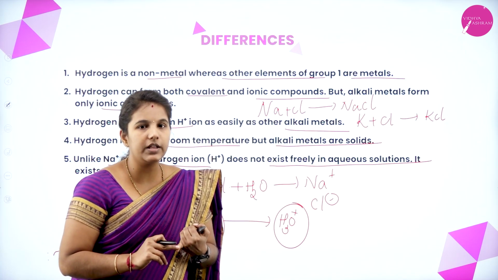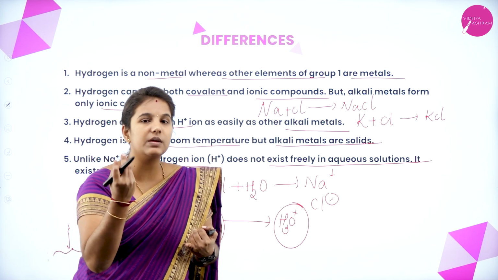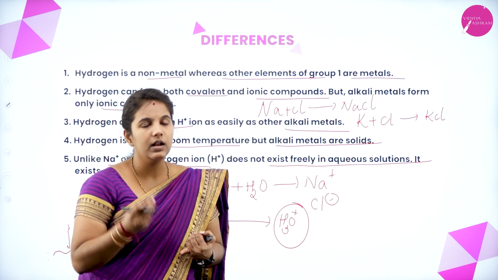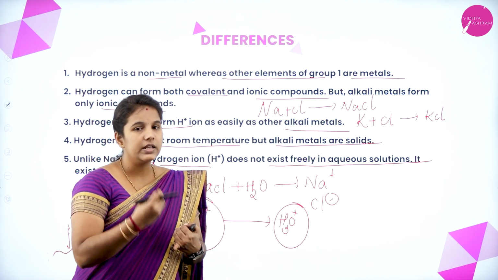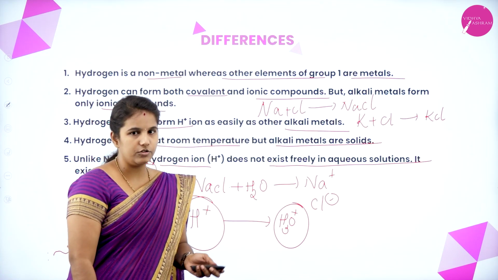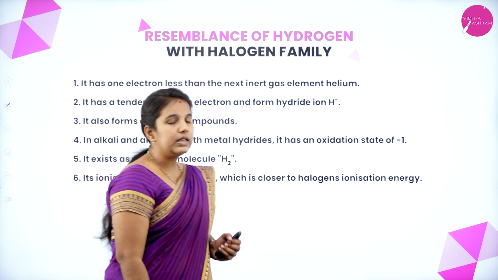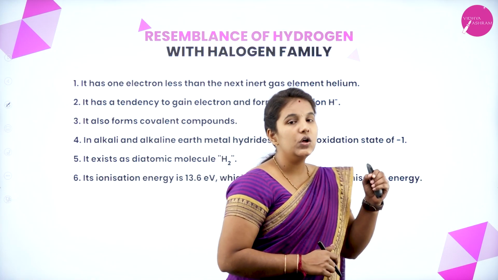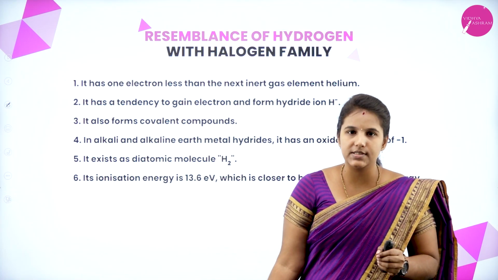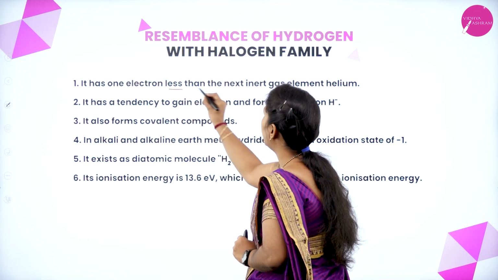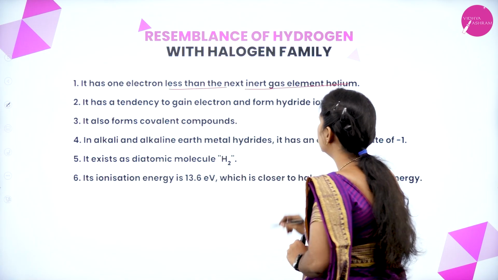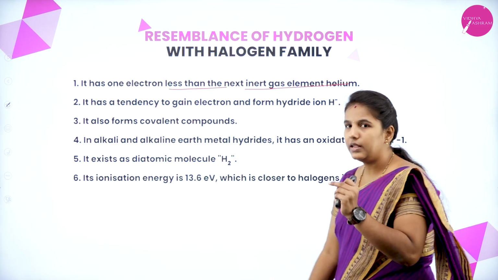We have understood how hydrogen resembles the alkali metals, and also how alkali metals are different from hydrogen. Now let us see the resemblance of hydrogen with halogens. It has one electron less than the next inert shell, for example helium.